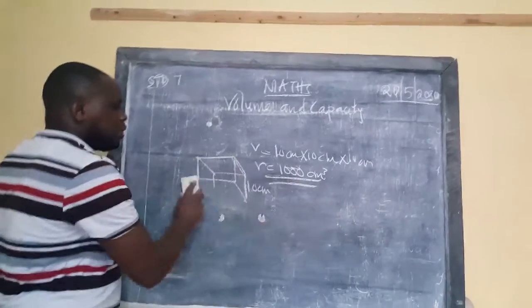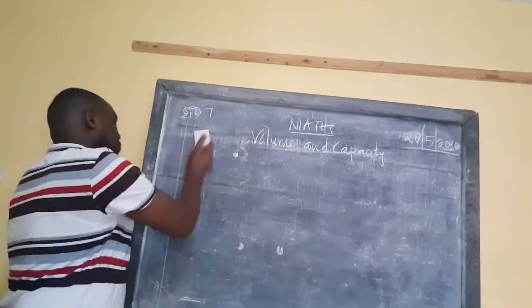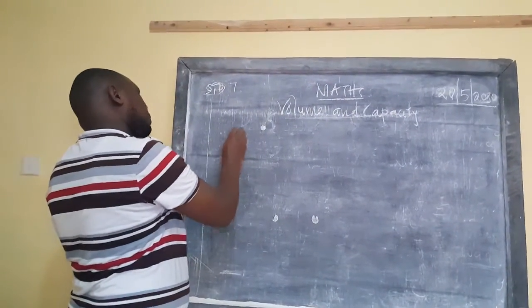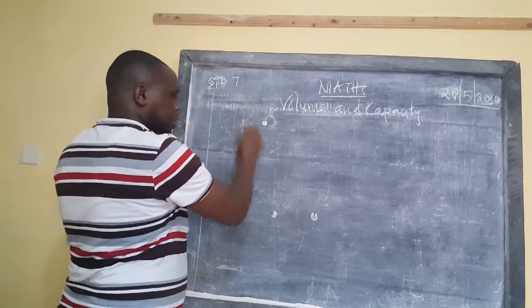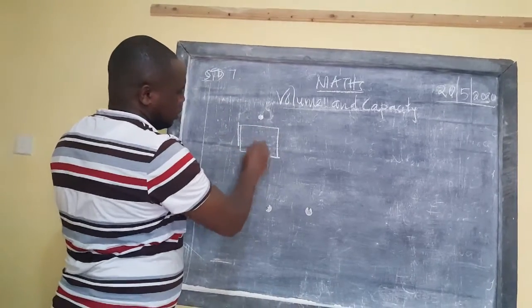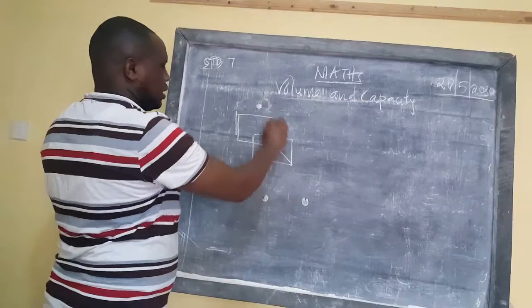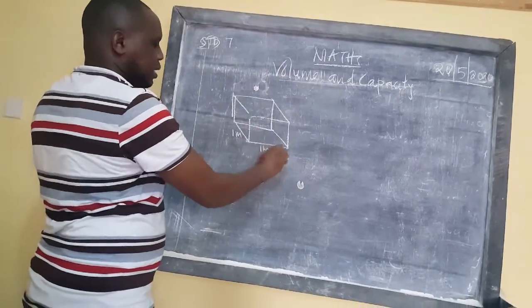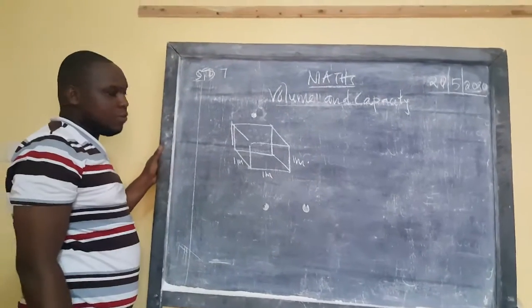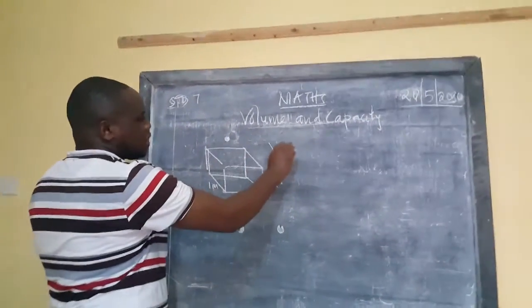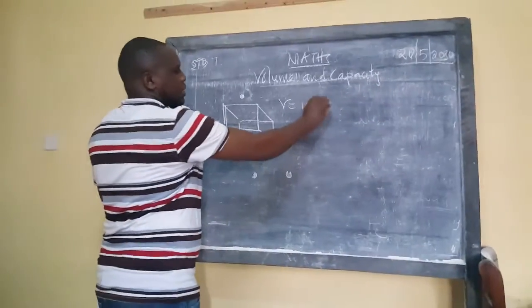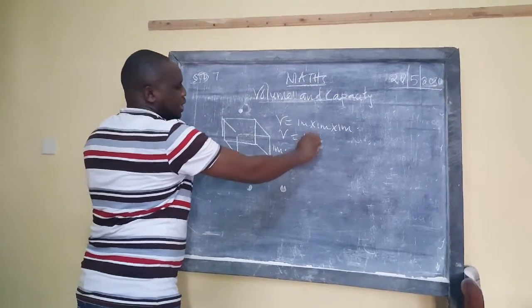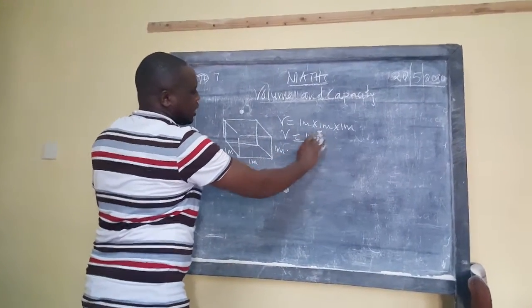But there is a relationship between volume and capacity. So for example, if we have a cube, again a cube, whose measurements are 1 meter by 1 meter by 1 meter, what will be the volume of this cube? The volume of this cube is going to be 1 meter times 1 meter times 1 meter. And this is going to give us 1 meter cubed, or 1 cubic meter.